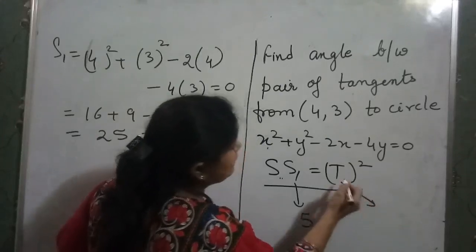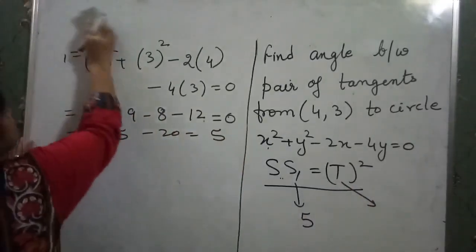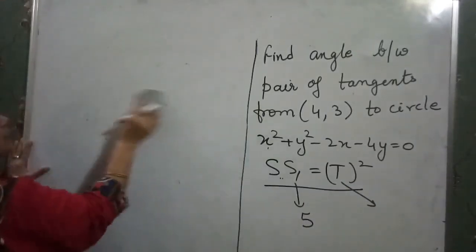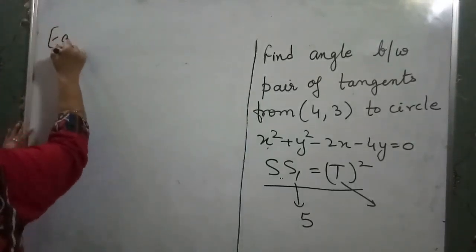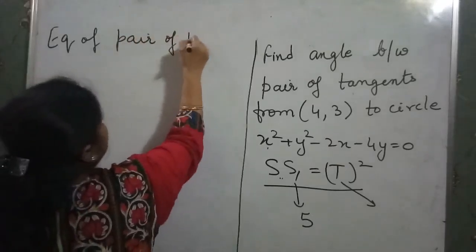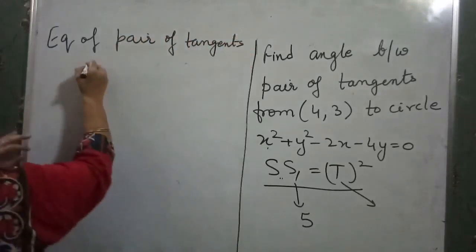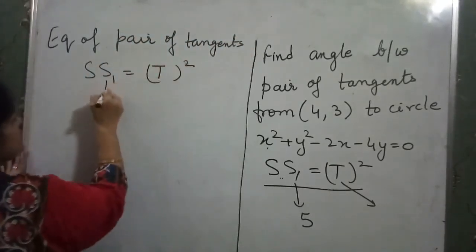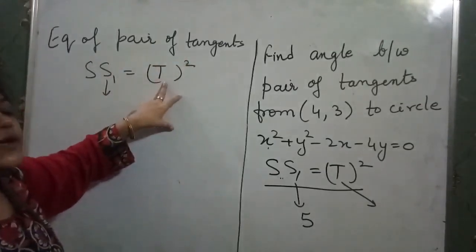Now we have to find the value of T, that is the equation of the tangent. By this method, we also find the equation of the pair of tangents. When we have to find the equation of the pair of tangents for the circle, firstly you have to find S S1 is equal to T square, where S1 I solve, and T is the equation of the tangent.